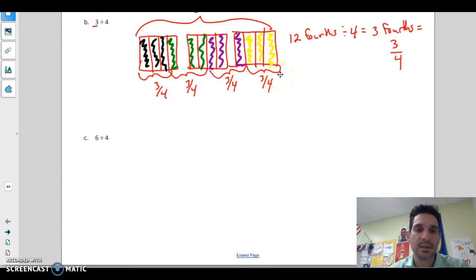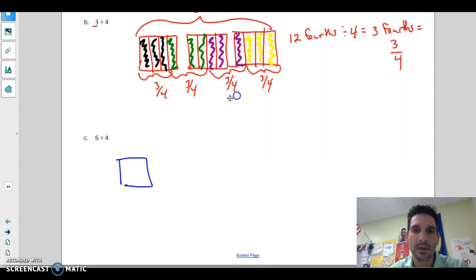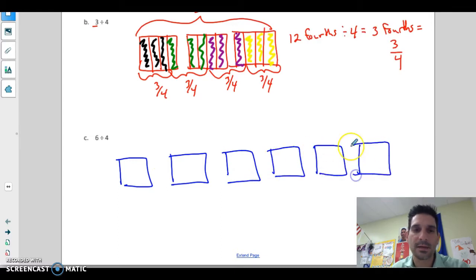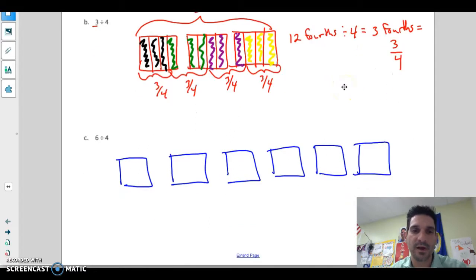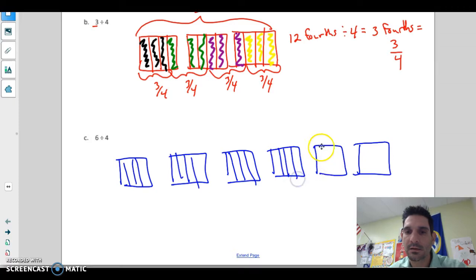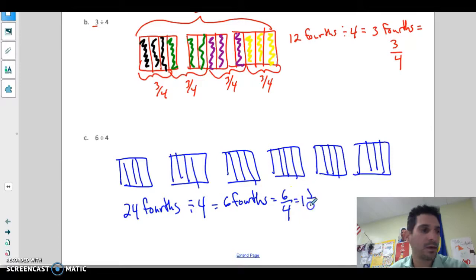Okay, next one. 6 divided by 4. So the same kind of thing. All right, so 1, 2, 3, 4, 5, 6. Again, when they talked about writing an equation in unit form, that was this. Here's all that. So now I've got to divide this by 4. Now, how many total fourths do I have? Well, you should know it's 24 fourths, divided by 4 equals 6/4, which is equal to 6 over 4, which is equal to 1 and 1/2.